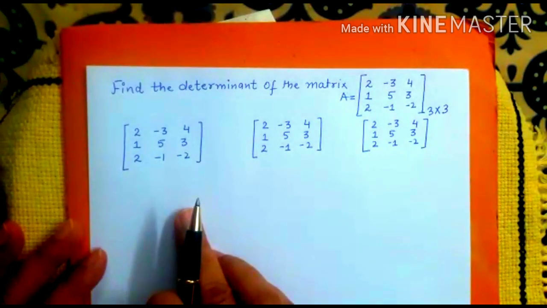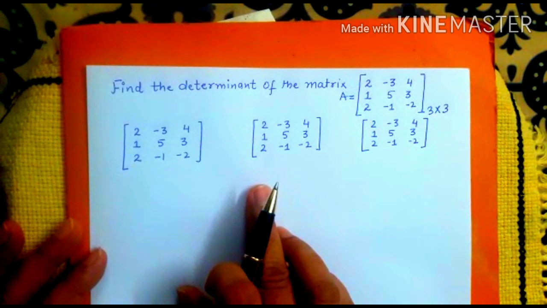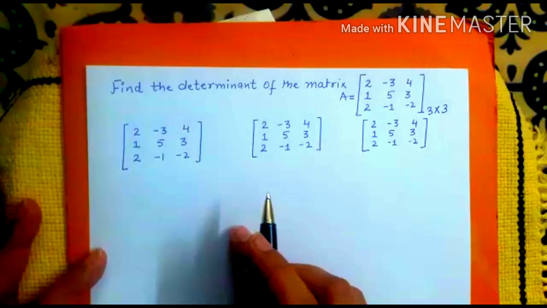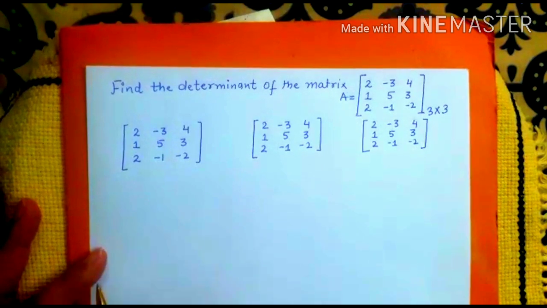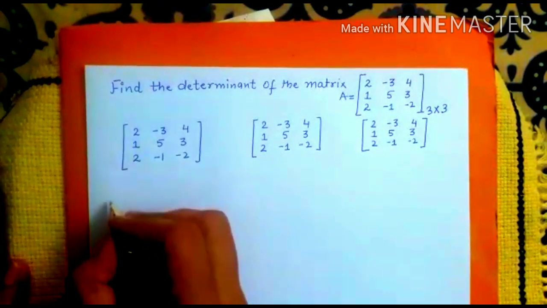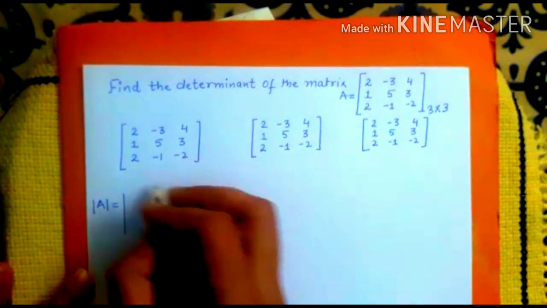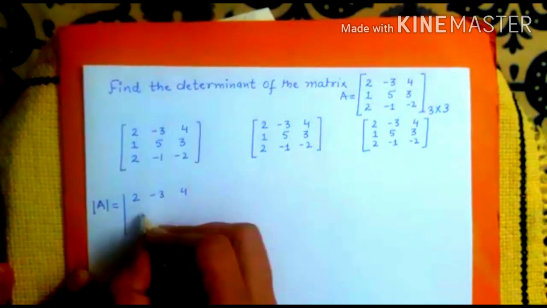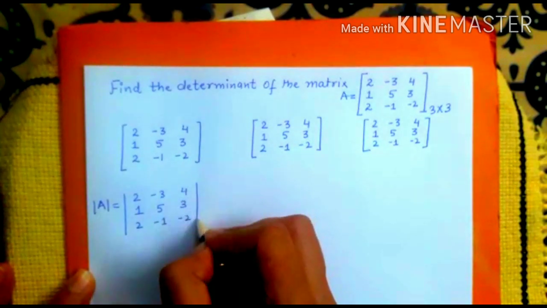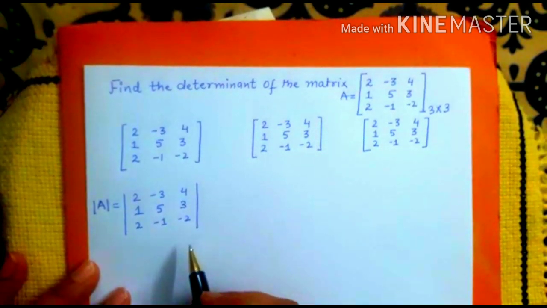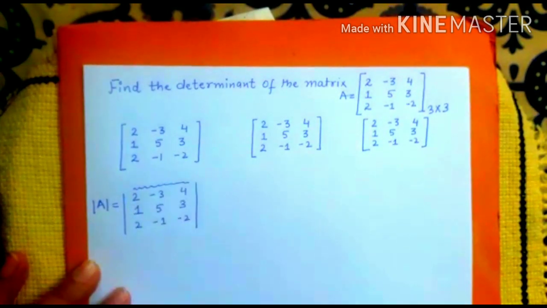First we have to decide along which row or which column we want to expand this determinant. Suppose I decide to expand the determinant along the first row. So here determinant of the matrix A is given by this: 2, minus 1, minus 2. Okay, I have decided that I will expand this determinant along the first row.